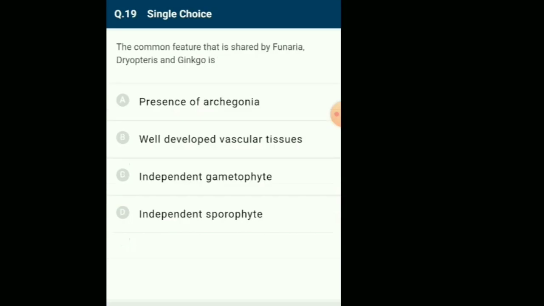Question number 19. The common feature that is shared by Funaria, Dryopteris and Ginkgo is: Funaria is a bryophyte in which the female sex organ is archegonia, vascular tissue is absent, and the main plant body is an independent gametophyte. Dryopteris is a pteridophyte in which the female sex organ is archegonia, vascular tissues are developed, and the main plant body is an independent sporophyte. Ginkgo is a gymnosperm in which the female sex organ is archegonia, well developed vascular tissues occur, and an independent sporophyte occurs. So the answer for this question is option A, presence of archegonia.